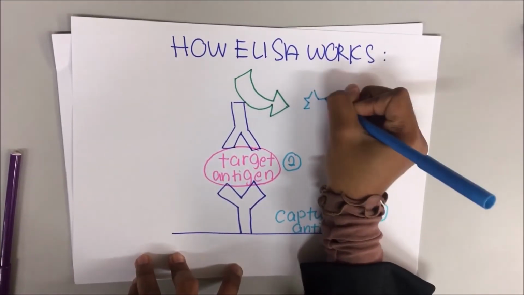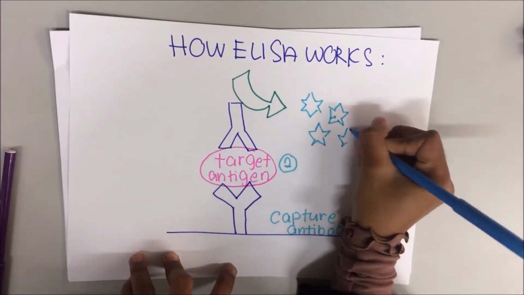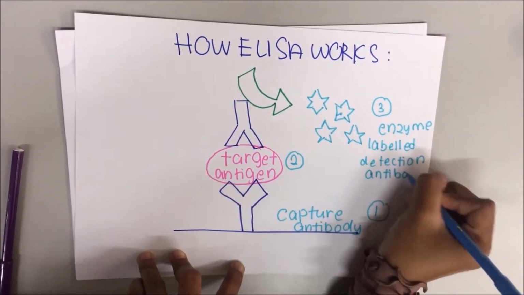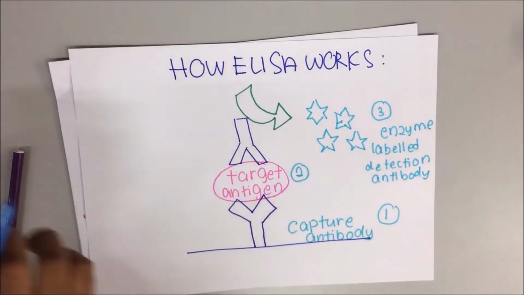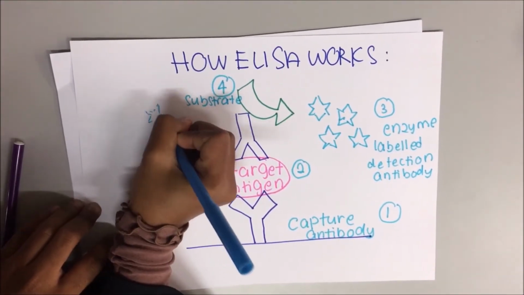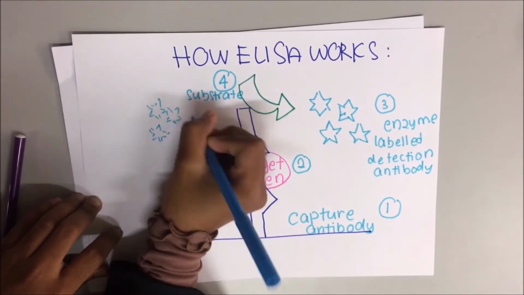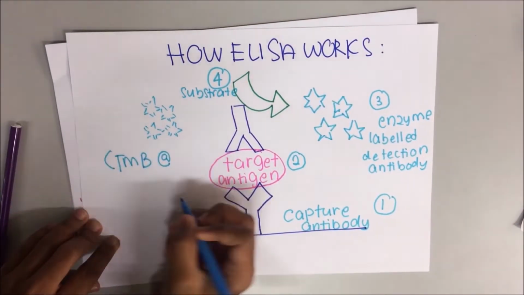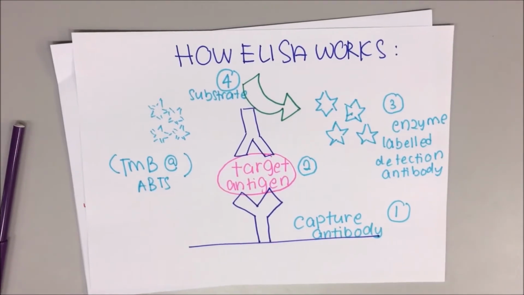Next, detection antibody will be added. This antibody is labeled with an enzyme, usually horseradish peroxidase or alkaline phosphatase. The detection antibody binds to any target antigen that is already bound to the plate. Finally, a substrate is added to the plate. ELISA assays are usually chromogenic, using a reaction that converts the substrate, for example TMB or ABTS, into a colored product which can be measured using a plate reader.